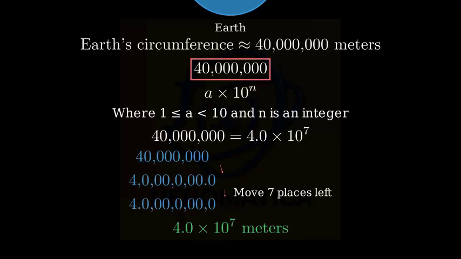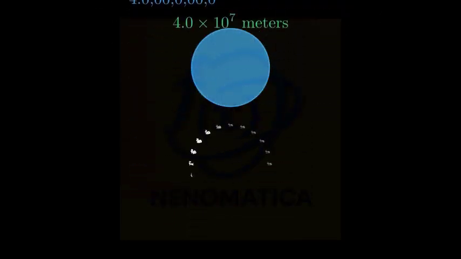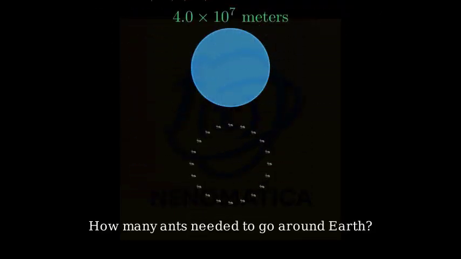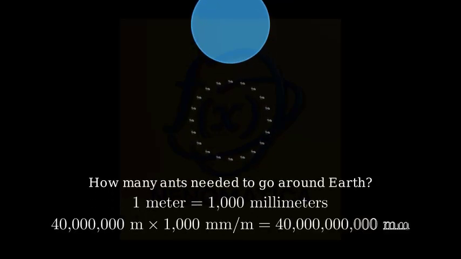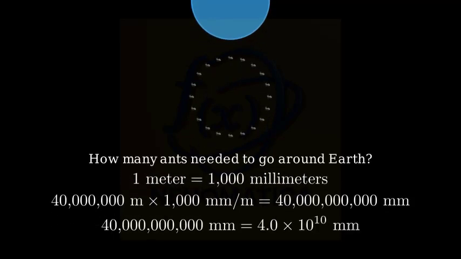If each ant is 1 millimeter long, how many ants would we need to form a line around the Earth at the equator? We already know that the Earth's circumference is 40 million meters. Since each meter is equal to 1,000 millimeters, we need to multiply by 1,000 to find the circumference in millimeters. So let's multiply 40 million meters by 1,000 millimeters per meter. 40 million times 1,000 equals 40 billion. In scientific notation, that's 4 times 10 to the power of 10 millimeters.